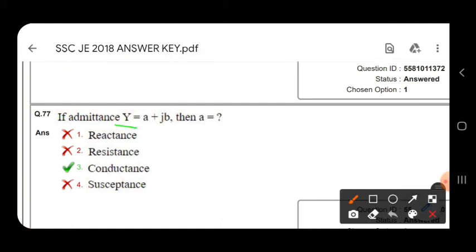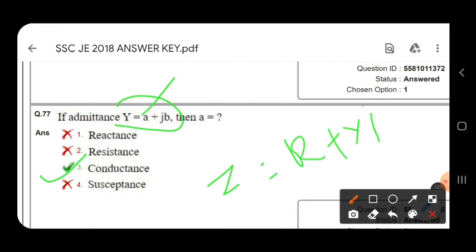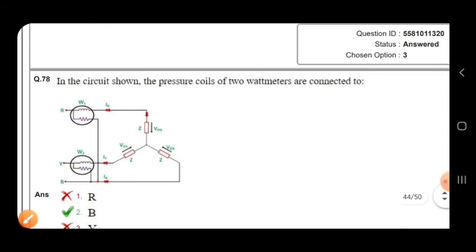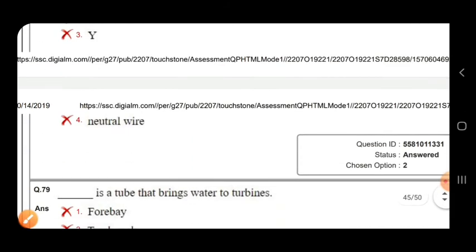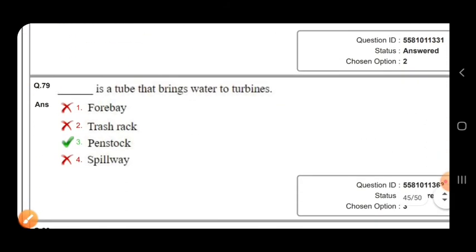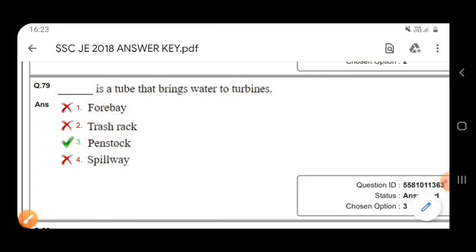In admittance Y equals A plus jB, then A is known as your conductance, because all of you know that this is your admittance. Impedance Z equals R plus jX. In the circuit shown, the pressure coils of the two wattmeters are connected to the B phase. This is the tube that brings water to the turbine, known as penstock.